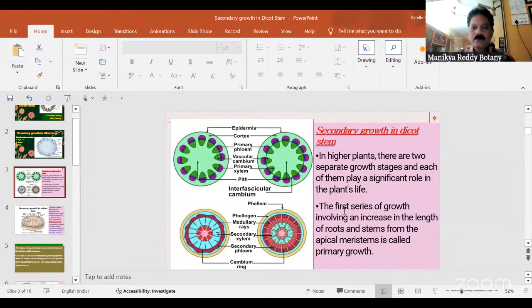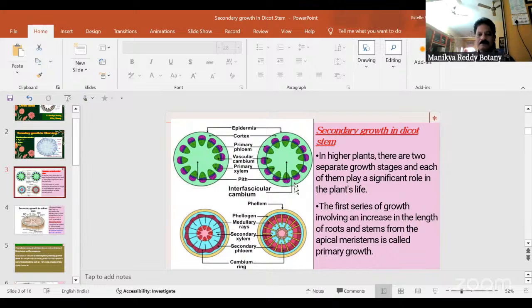Secondary growth in dicot stem is categorized into two categories. The first category is intrastellar secondary growth. The growth inside the stele is called intrastellar secondary growth. Intrastellar secondary growth is by vascular cambium. Vascular cambium is formed by the fusion of fascicular cambium and interfascicular cambium. As a result, a ring of cambium is formed inside the vascular bundles. That is called vascular cambium, a ring of vascular cambium.